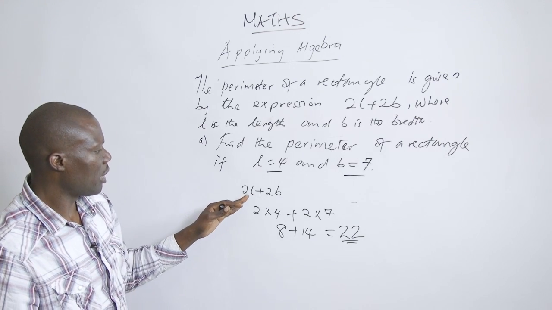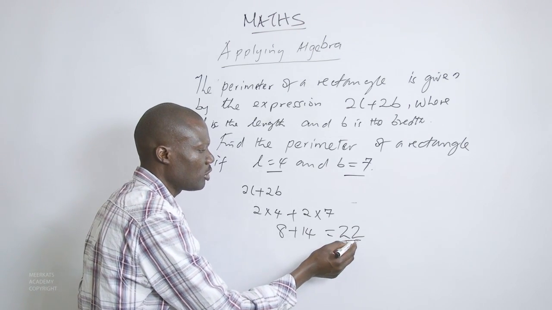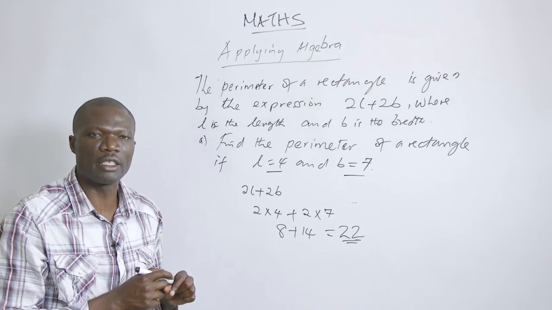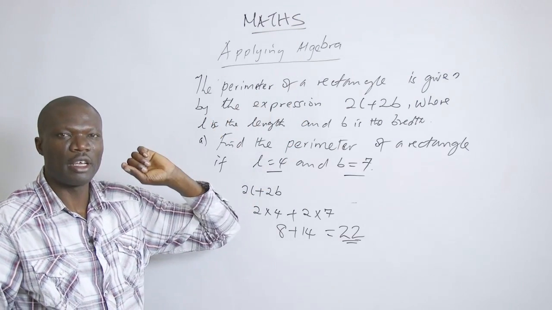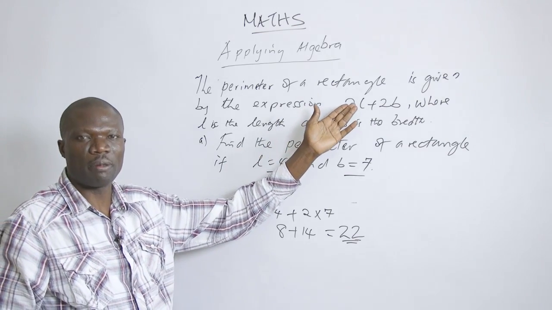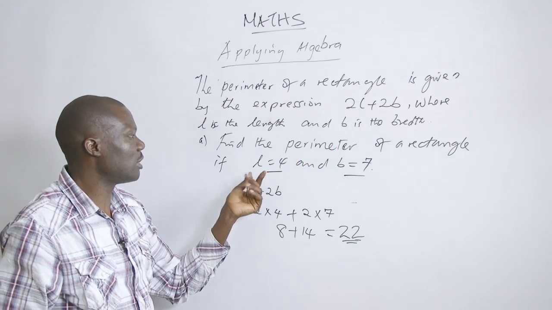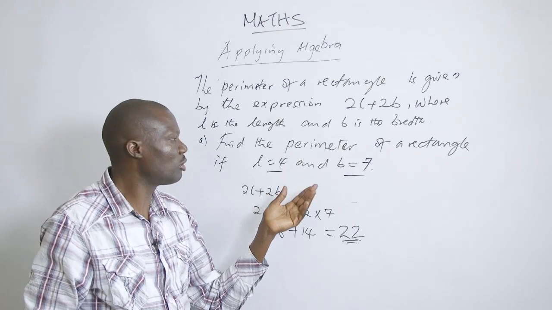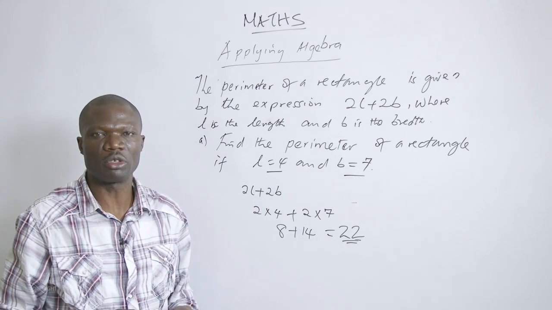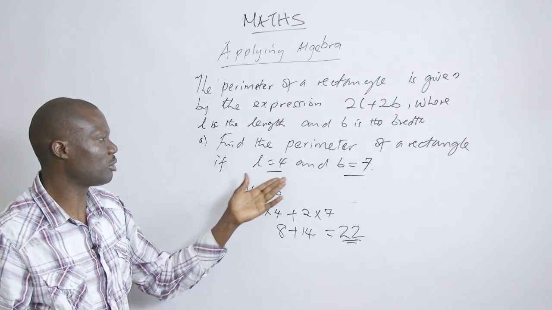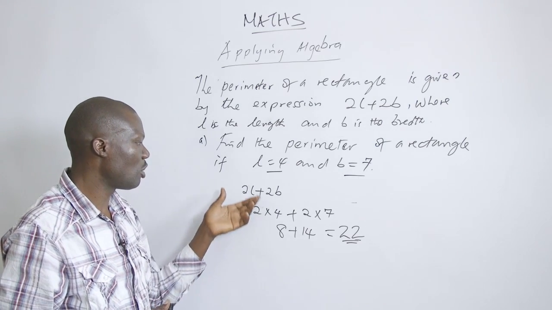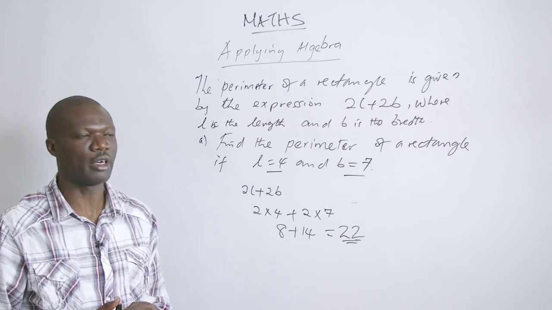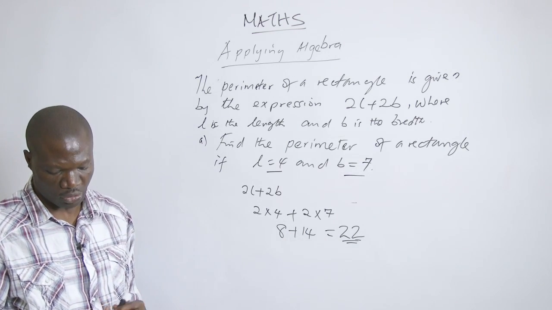So here we've been able to calculate the exact perimeter of a rectangle given that the expression was 2L plus 2B and L was equal to 4 while B was equal to 7. From the two pronumerals which have been assigned values, we can substitute and we get our answer as 22.